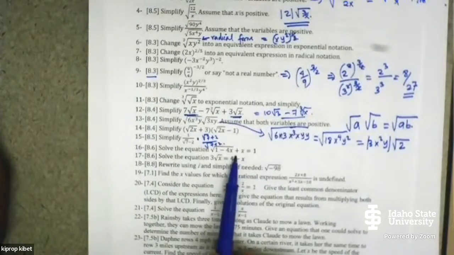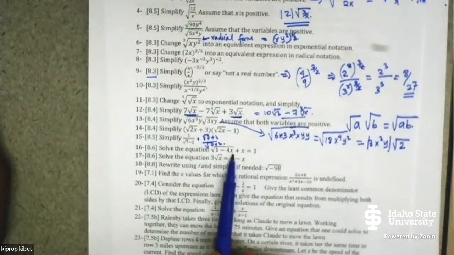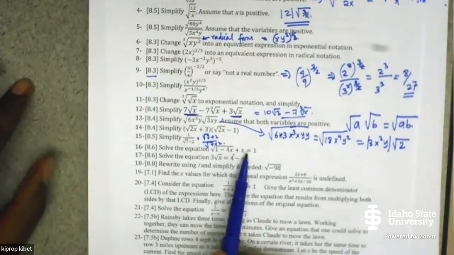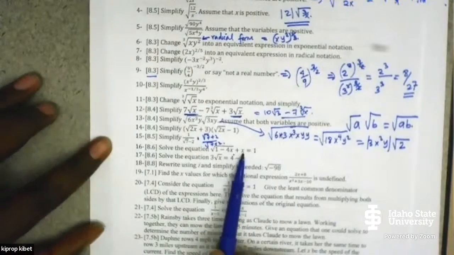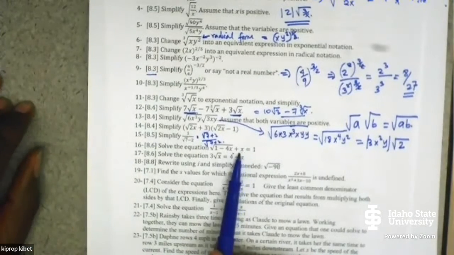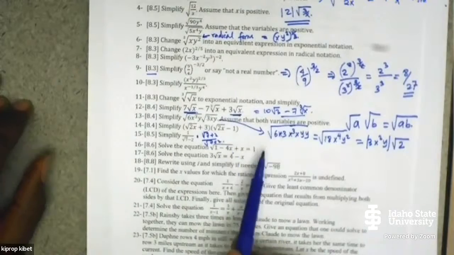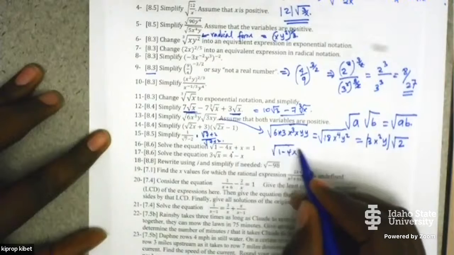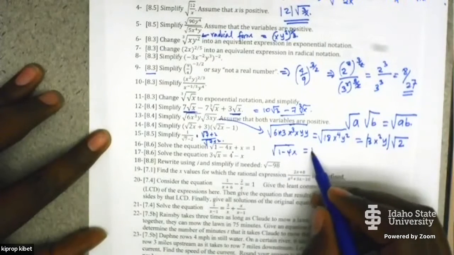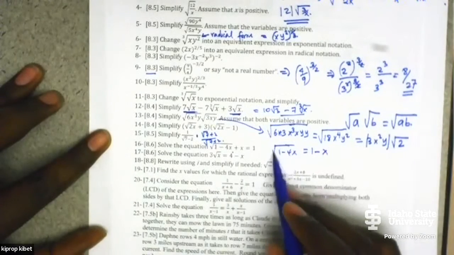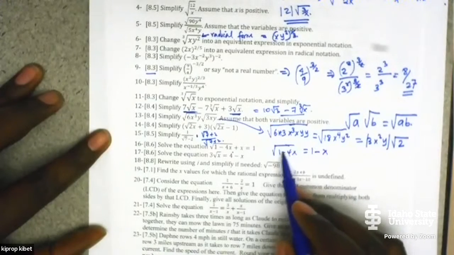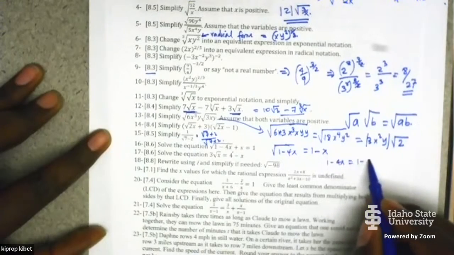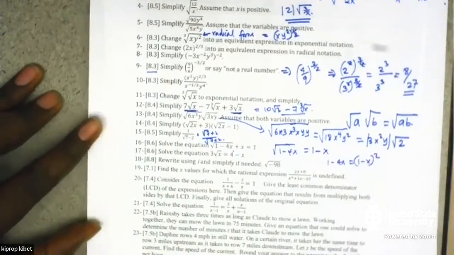Number 16, I've already told you. So what do you need to do in number 16 here? You need to separate the radicals. You take this x to the other side. So it will be the square root of 1 minus 4x equals, when you take this x to the other side, it's 1 minus x. And then to remove this radical here, you do what? You square both sides. So 1 minus 4x equals 1 minus x, and then you square.